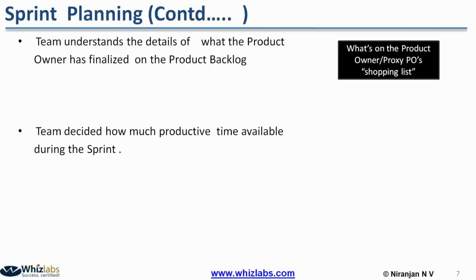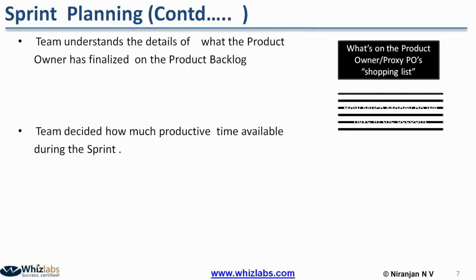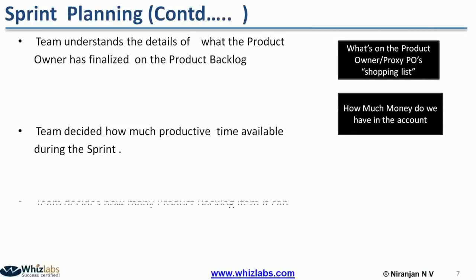In maybe the second sprint, the entire team is available. In that case, the team can commit more work. When certain team members are not available for the entire duration of the sprint, because of less available time, the team can commit less work. So it is like telling how much money we have in our account.